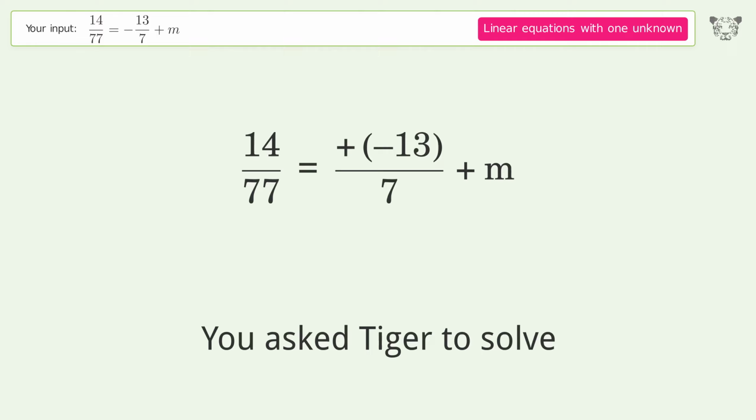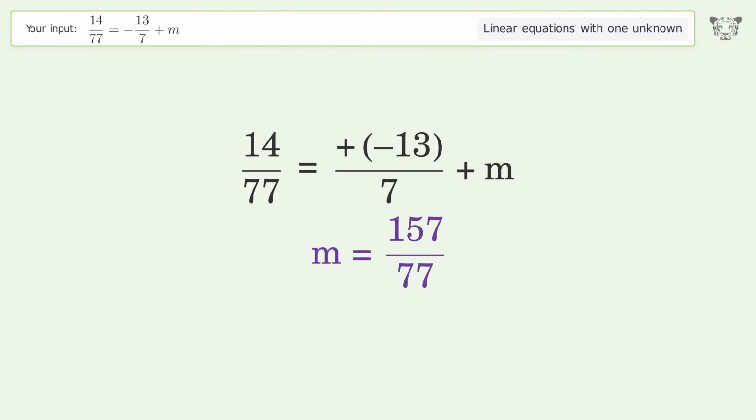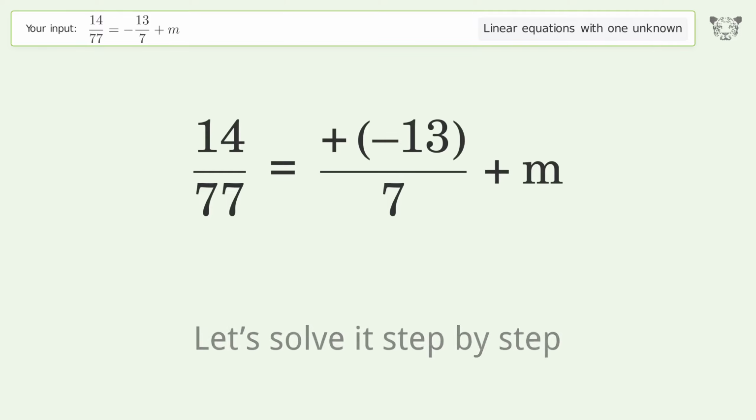You ask Tiger to solve. This deals with linear equations with one unknown. The final result is m equals 157/77. Let's solve it step by step.